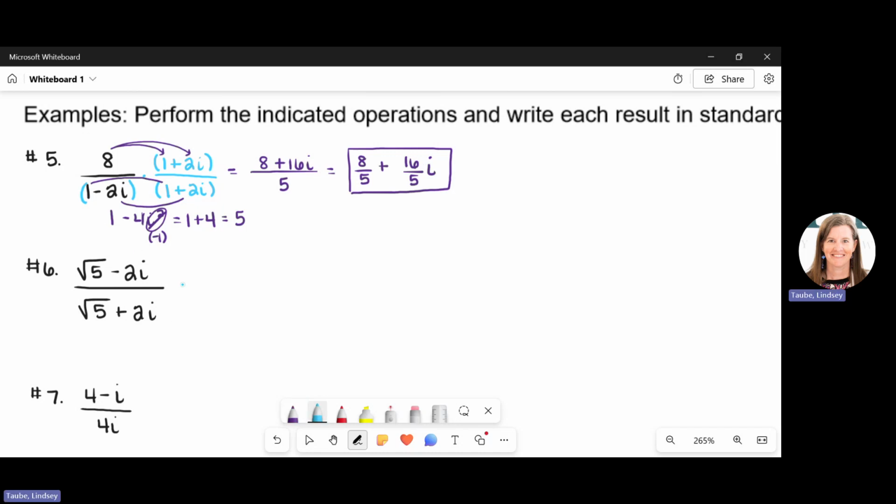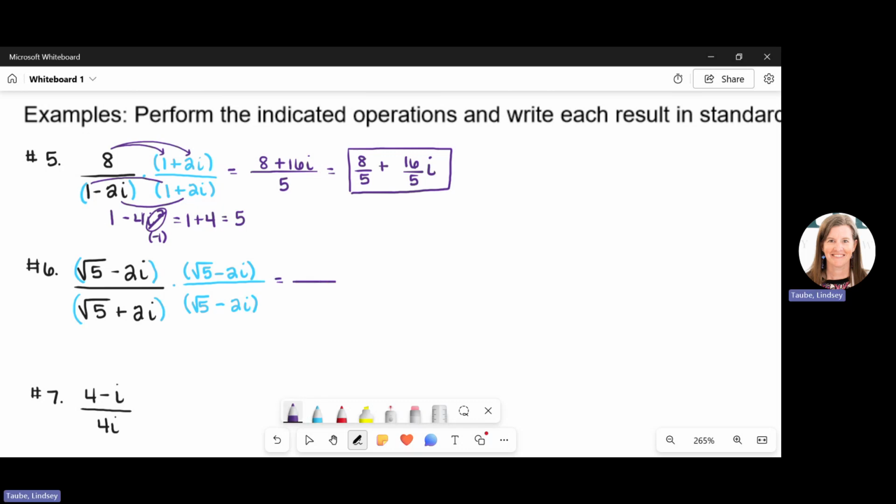All right, number 6, we have radical 5 minus 2i all over radical 5 plus 2i. Again, we want to multiply by the conjugate of the denominator. So we're going to keep the radical 5, but we're going to change the sign of the positive 2i to negative 2i. And that's what we're going to multiply the numerator by as well, the conjugate of the bottom. And since that's a binomial as well, I'm going to group them both in the parentheses.